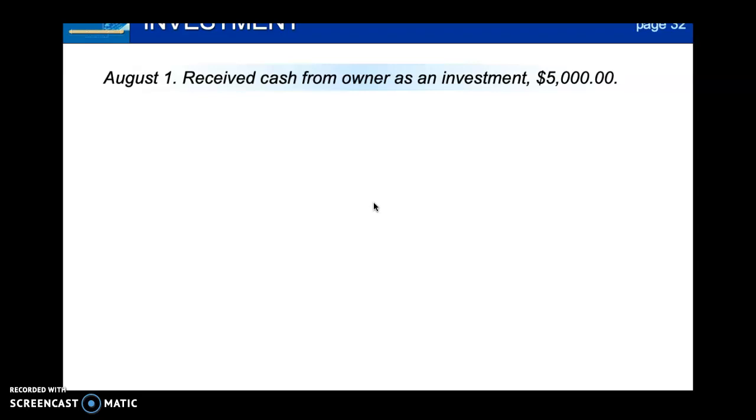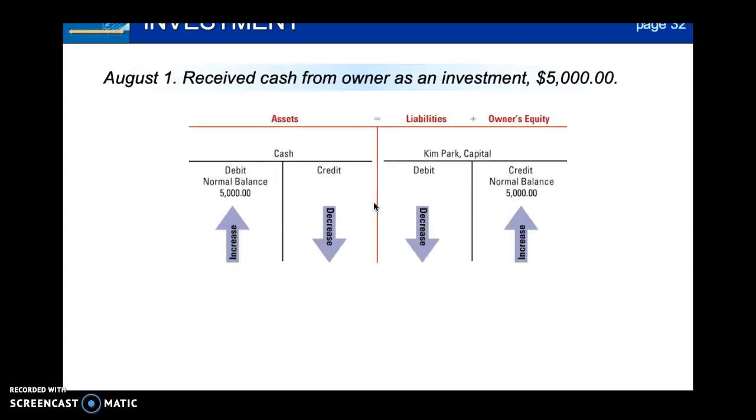So on August 1st, you received cash from the owner as an investment, $5,000. So that should look somewhat familiar. We've been seeing this transaction. Now, what we're going to do here is going to look a little confusing, but we'll walk you through it. So we still have assets equals liabilities plus owner's equity.